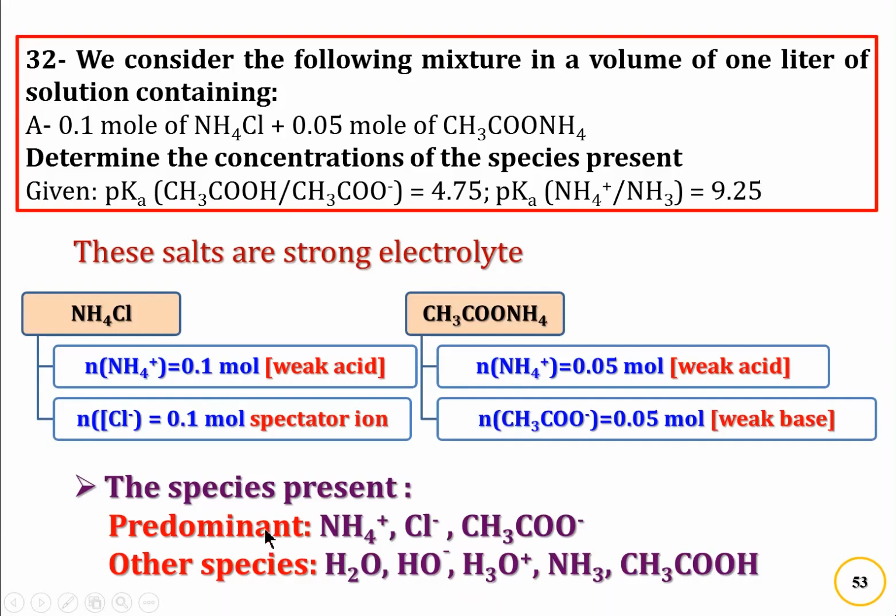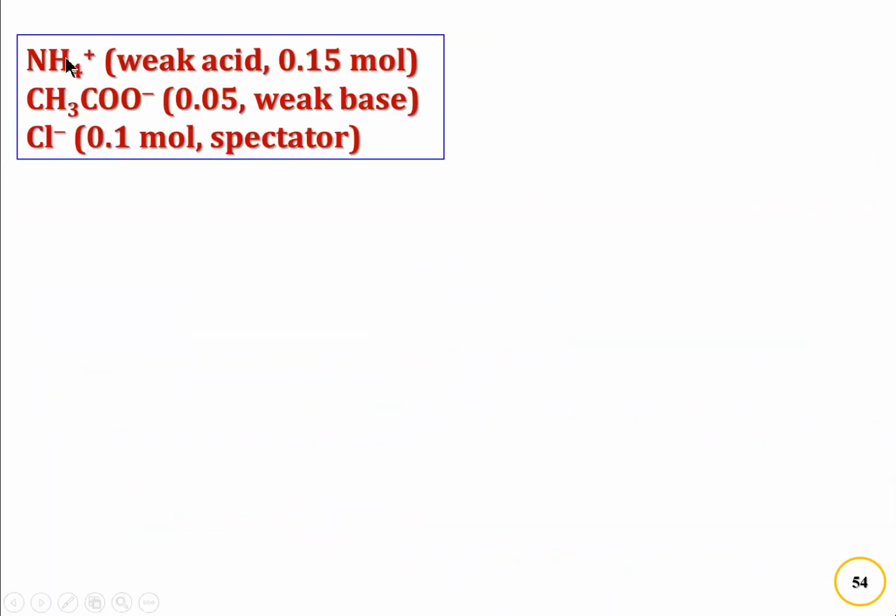So we have two types: predominant species and species present in low quantities. Practically in the solution, we have a weak acid, NH4+, a weak base, CH3COO-, and the spectator ion, Cl-. So necessarily we have a reaction between the acid and the base, and we have to see if this reaction is limited or advanced.